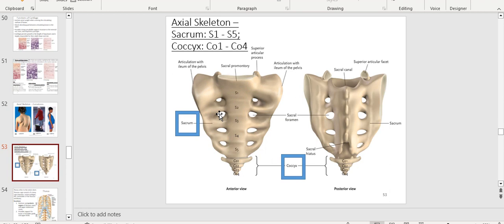Moving on down the axial, here we've got the sacrum, okay, and we've got the coccyx. And you'll see how they're labeled. There's five bones of the sacrum. There's four bones of the coccyx. Okay, that's all. And they're fused. They're not fused as children, but then they ossify as we get older.